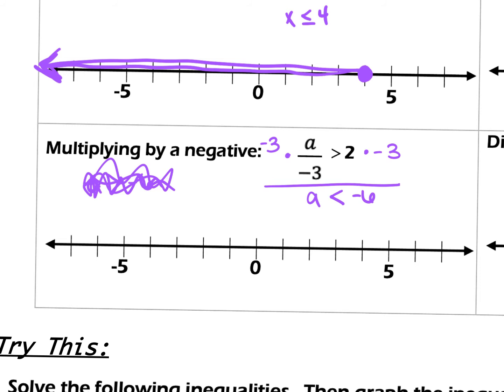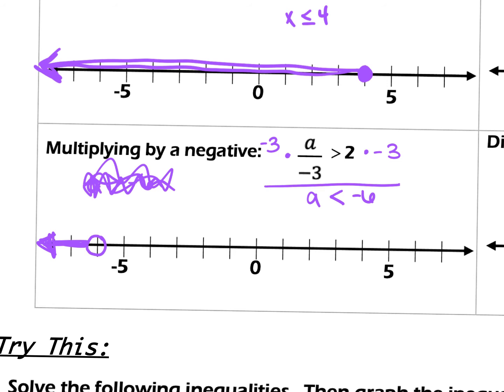We had to flip the sign. So we went from a greater than sign to a less than sign. a is less than -6. And if we check numbers, if we put in -3, -3 divided by -3, oh, that's not less than -6. I'm sorry, guys. Let's say -9. -9 divided by -3 is a positive 3. 3 is greater than 2, so it works. So we're going to place an open circle because it's not equal to on -6, and it's going to be numbers that are less than, so it's going to the left.